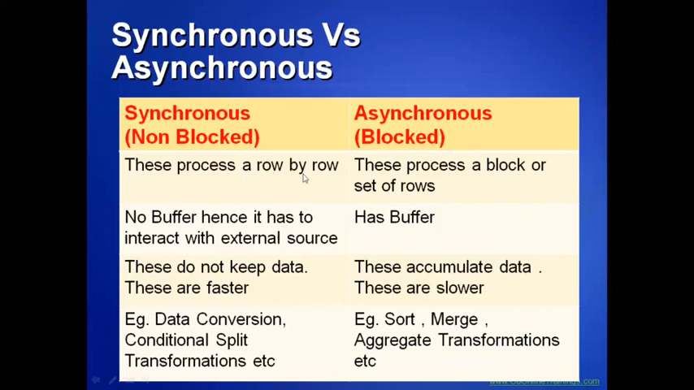So these process row by row. These process a block or set of rows. No buffer, no RAM. Hence, it interacts with the external source, and it has a buffer, and it is slow. These do not keep data in the RAM. These accumulate the data in the RAM. These are slow. These are faster. Data conversion, condition split, and so on; sort, merge, and so on, right? So blocked means asynchronous. Asynchronous means blocked, right? So non-blocked means synchronous. Synchronous means non-blocked.